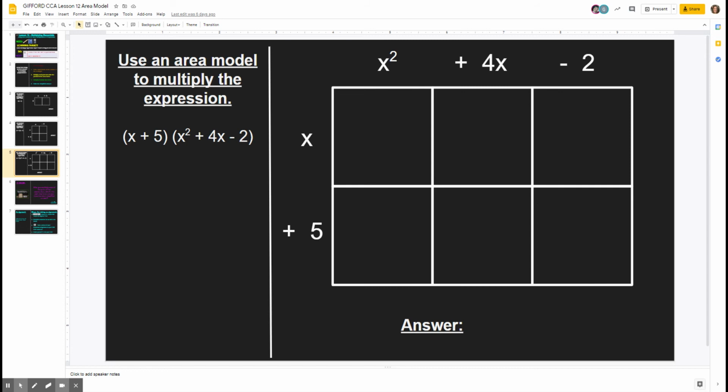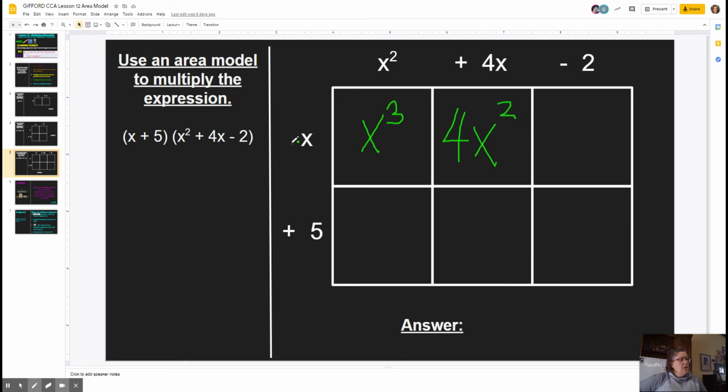All right, so like we did with the previous one, we're just going to find the area of each section and we're going to write that underneath in each spot. So I know x times x squared, we learned earlier that you simply add those exponents. So this turns into x to the third. I'm just going to choose to go across. You could fill them in going down if you'd like. X times 4x is 4x squared. And x times negative 2 is negative 2x.